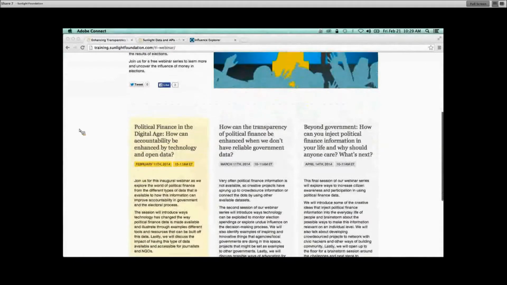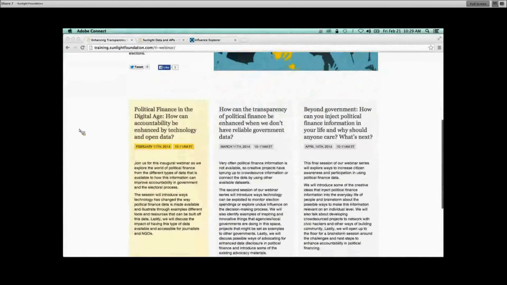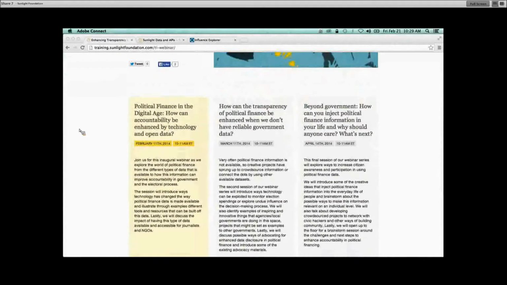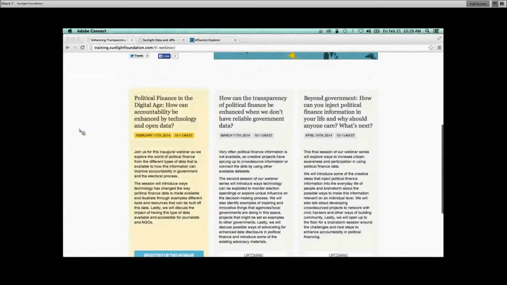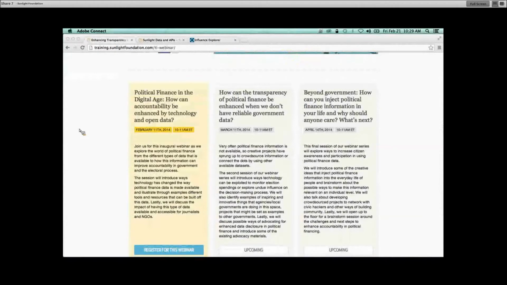So our second webinar on March 11th will introduce some of the creative projects that either try to crowdsource the information or connect the dots by using other available data sets. In this second session, we will also touch base on innovative examples from national and local governments and introduce some helpful toolkits for the advocacy work of local organizations.